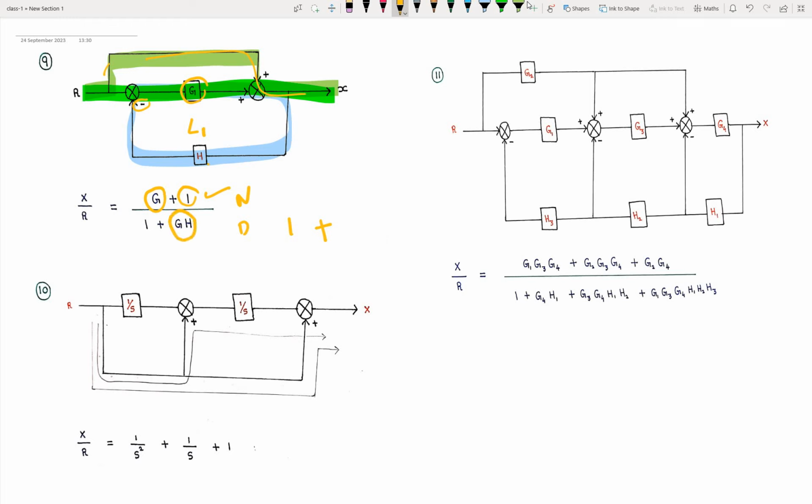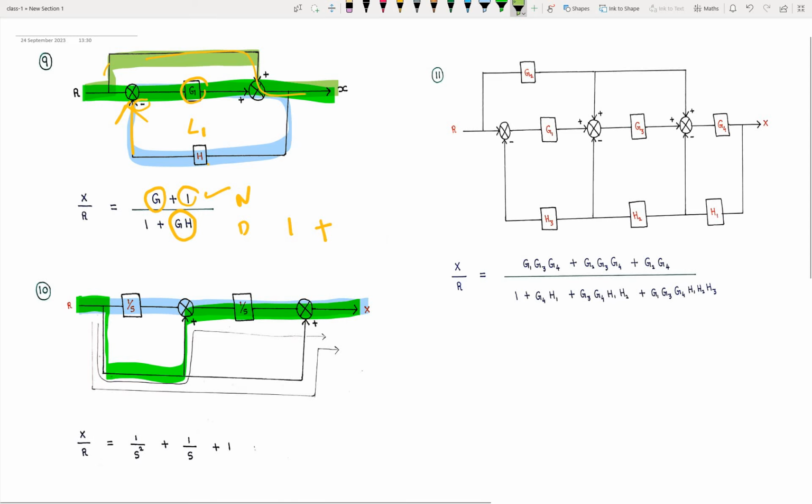Now coming to this question, we don't see any feedback path. Like we have a feedback path before, like that, there is no feedback path here. All the paths are forward paths. So we need to find the forward paths. One is the straightforward path here, and one more is this path, and one more path is this one.